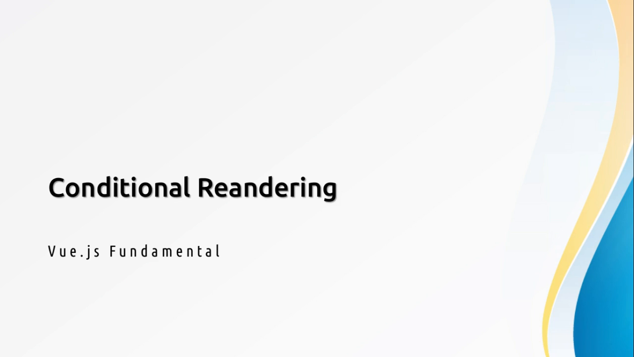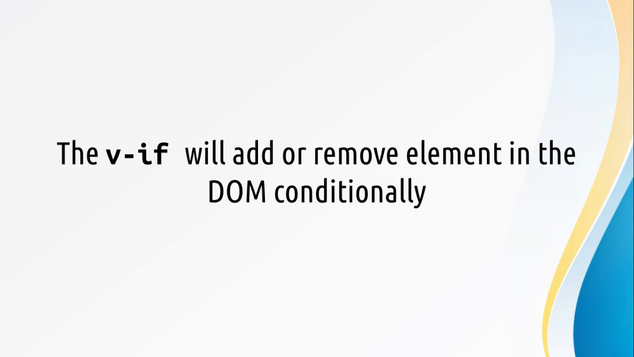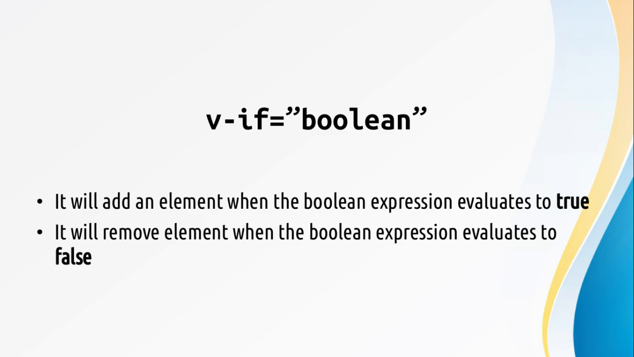Vue.js provides a mechanism for showing or hiding elements based on certain conditions. The first one is the v-if Vue directive. Vue will add or remove an element in the DOM conditionally. It will add an element where it's defined when it evaluates to true, or it will remove the element dynamically if it evaluates to false.